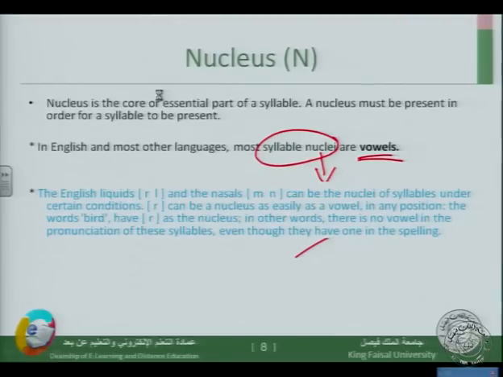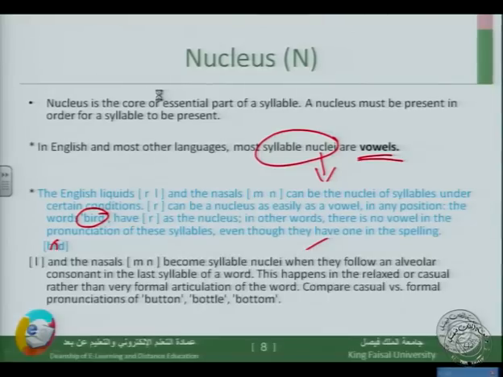The English liquids R, L, and the nasals M, N, and ng can be the nucleus of a syllable under certain conditions, like the word, for example, bird. Bird. هكذا تكتب BRD, والR تكتب بهذا الشكل أحيانا. So in bird, الR هي النucleus اللي جاءت the essential part of a syllable, in the middle, the core, في الوسط. Okay? So some words may have nasal or liquid nuclei. Some words like bird have the nucleus R. Okay? And the nasals become syllable nuclei when they follow an alveolar consonant in the last syllable of a word. This happens in relaxed or casual rather than very formal articulation of the word, like button.